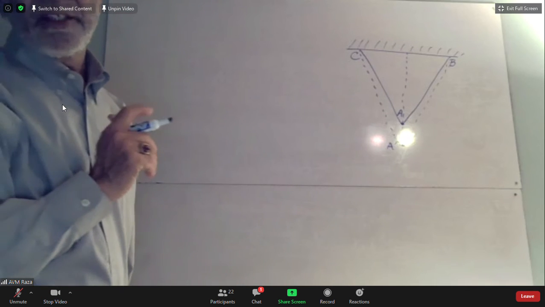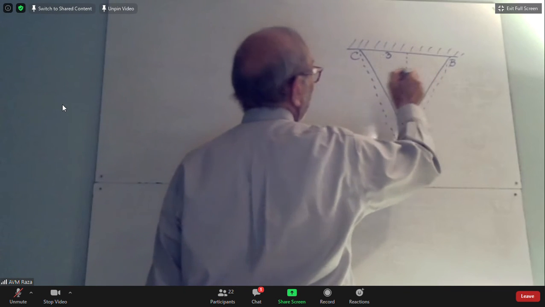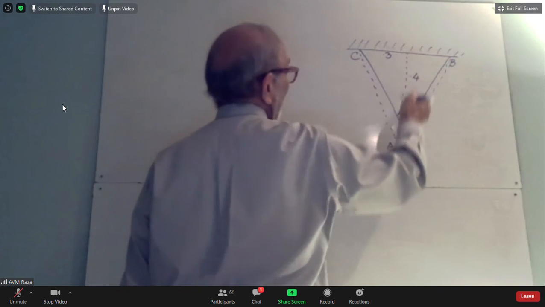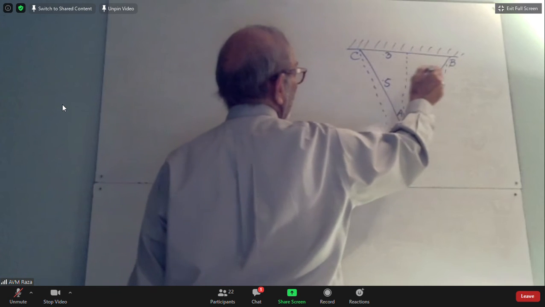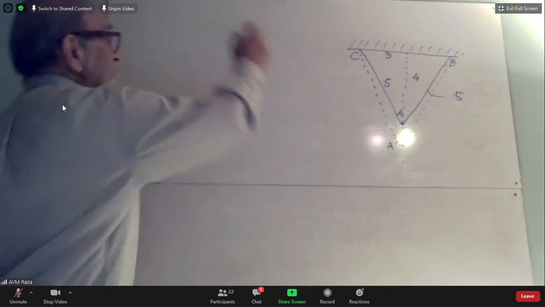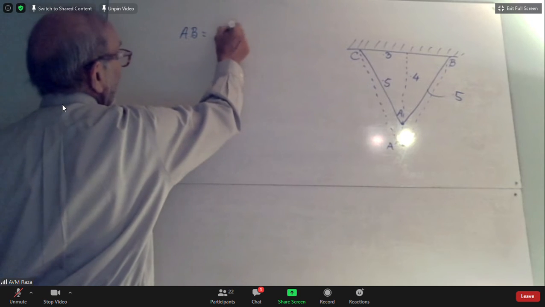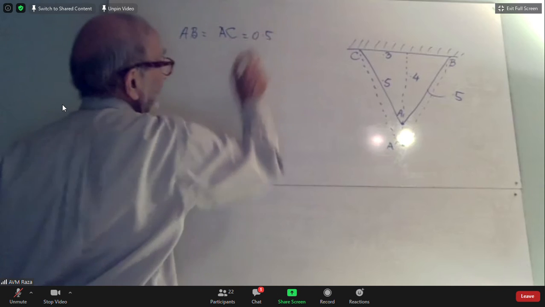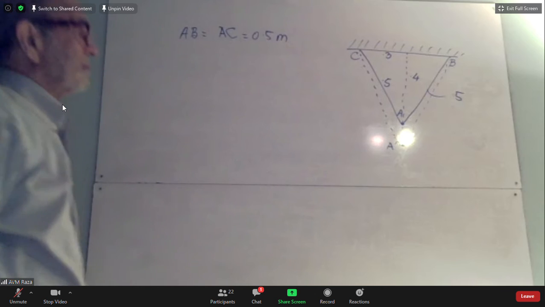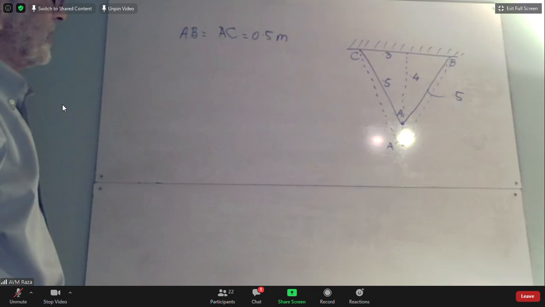The original dimensions given are, this is 0.3, this is 0.4. So what will be the original length of AB and AC? Obviously a 3, 4, 5 triangle, so this will be 0.5. This 0.5 is the original length AB. So I can say AB is equal to AC is equal to 0.5 meters. 0.5 is not given, but you can easily find it by using the triangle.